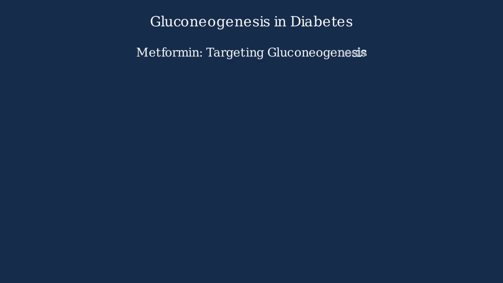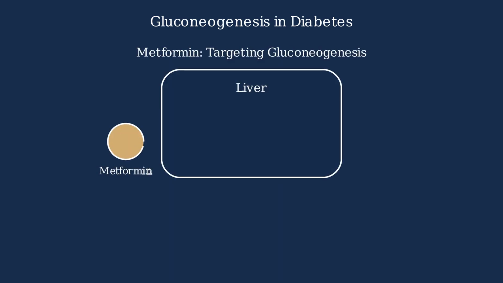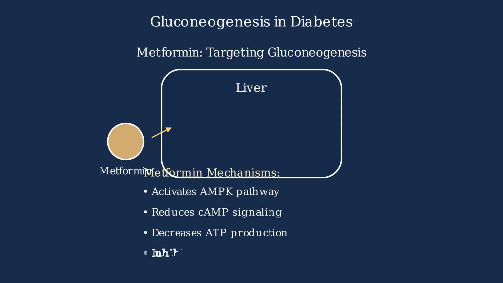Metformin, one of the most prescribed medications for type 2 diabetes, works primarily by reducing hepatic gluconeogenesis. It acts through several mechanisms: activating the AMPK pathway, decreasing cAMP signaling, reducing cellular energy through inhibition of complex 1 in mitochondria, and suppressing the expression of gluconeogenic genes.